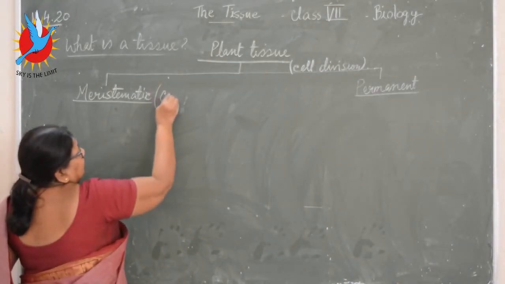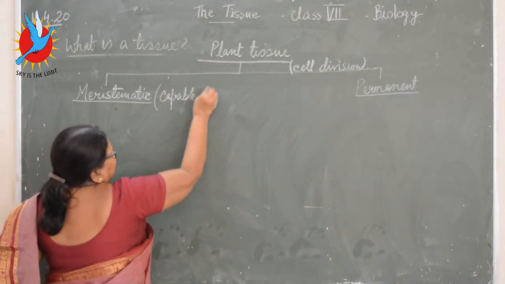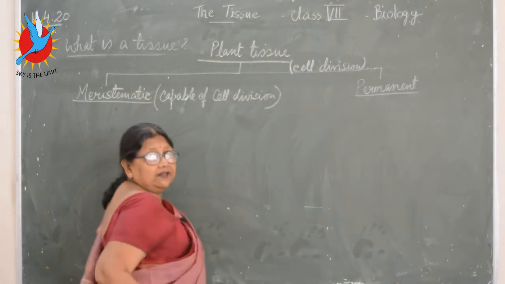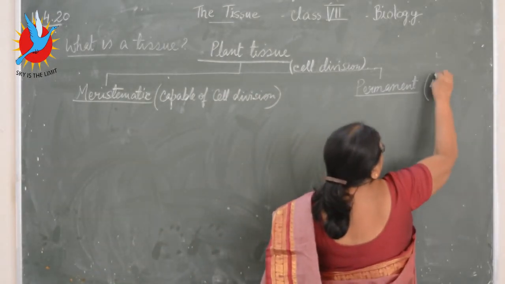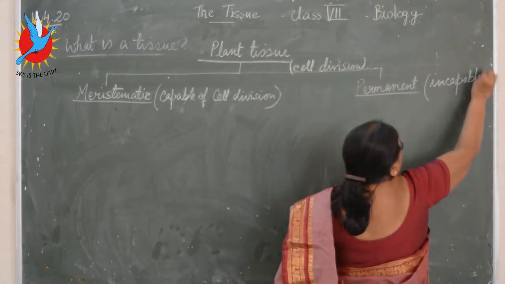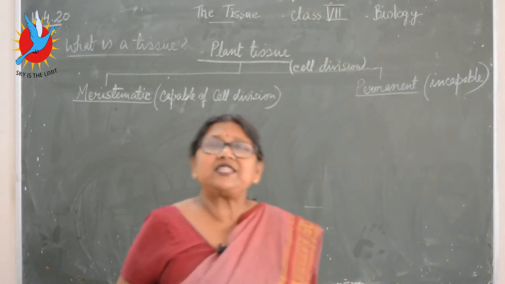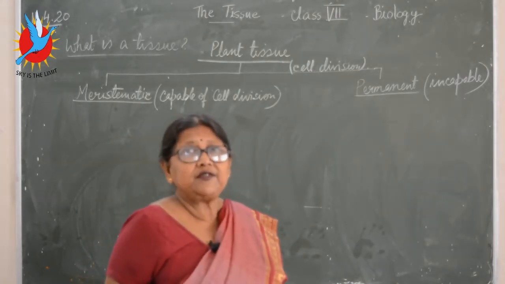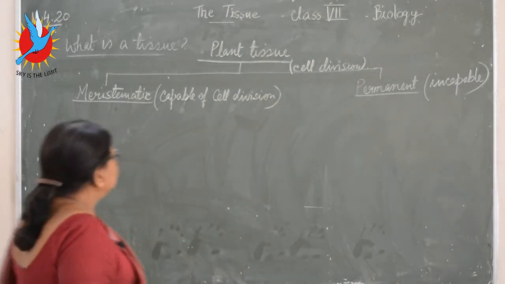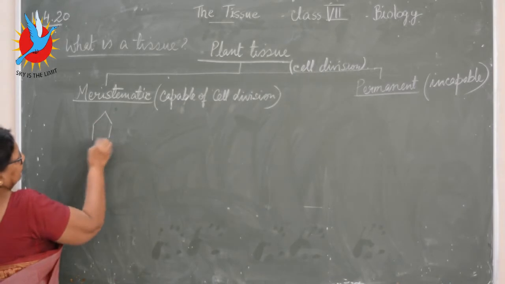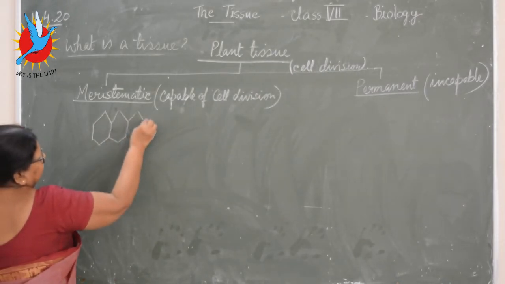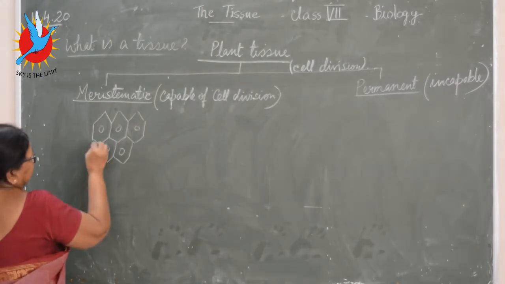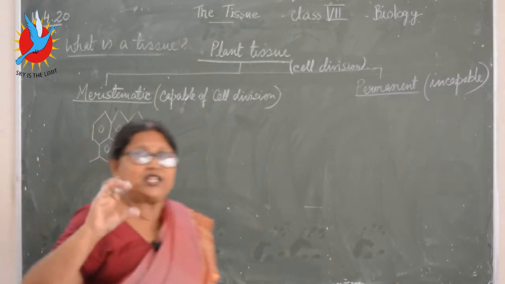Meristematic: capable of cell division, and permanent: incapable of cell division. That means meristematic tissues can divide and make new cells, whereas the permanent tissues cannot divide, they are incapable of cell division. Now let's do one at a time. First let's take the meristematic tissue. A small diagram I've drawn for you.